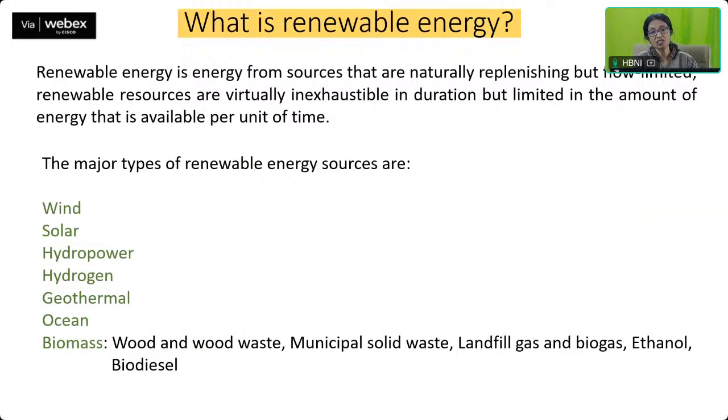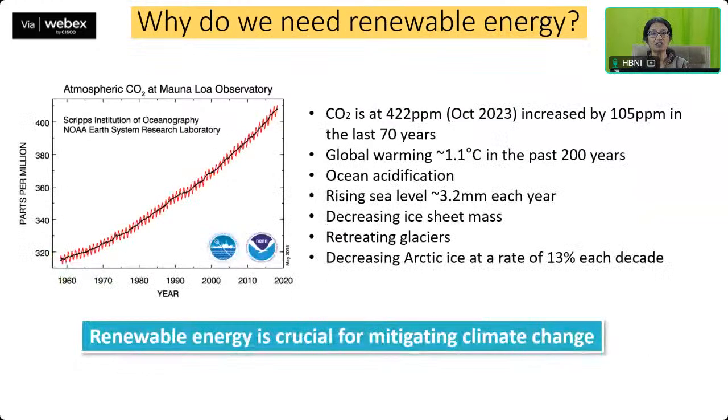And among the biomass, what is exactly the biomass which can actually give you this kind of renewable energy? It is wood waste, municipal solid waste, landfill gas, biogas, ethanol, biodiesel. So these are all basically things which are going to give you energy from the biomass.